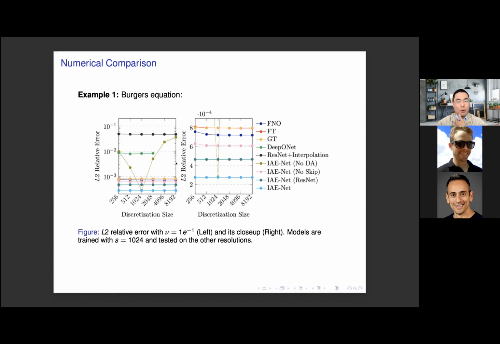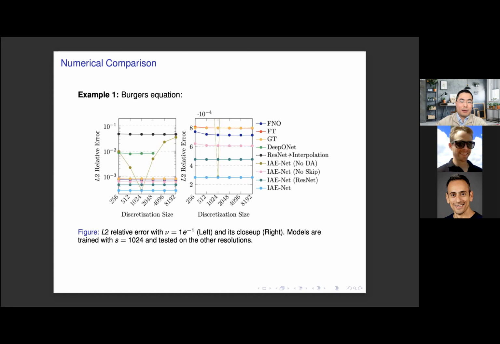Essentially, the algorithm can achieve discretization invariance with relatively good accuracy. If we check the tables here, we compare the FNO, FT, GT, deep neural net, and also a very naive algorithm where we have a fixed-size ResNet, and we use some interpolation technique before the input of the ResNet and after the output of the ResNet to deal with different discretization formats.